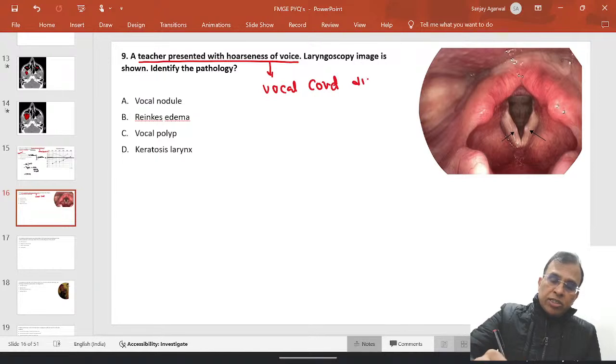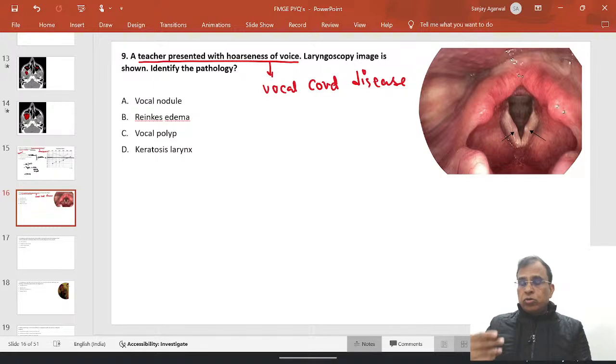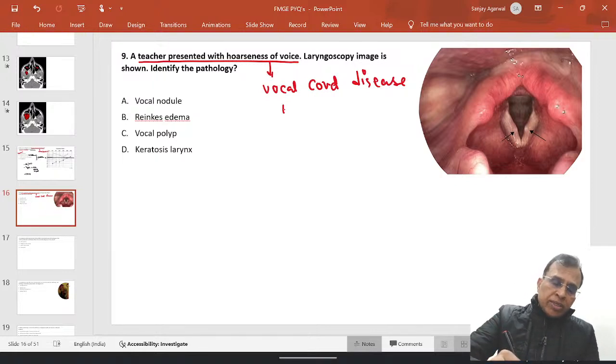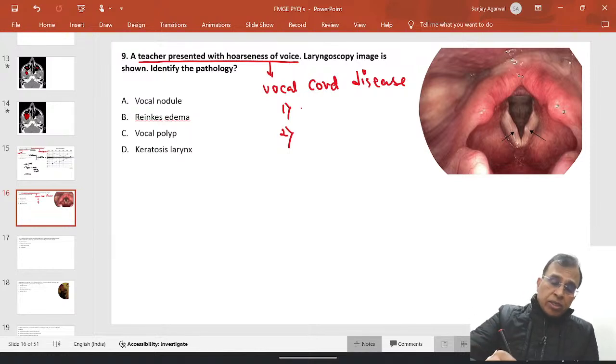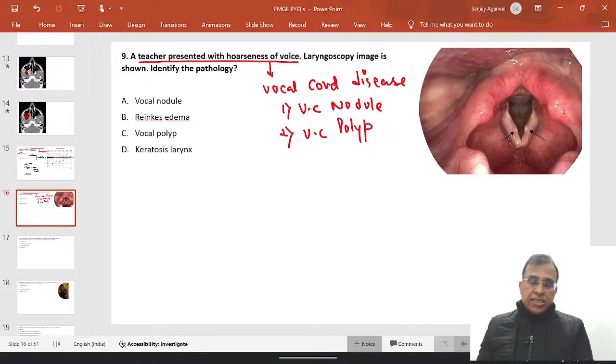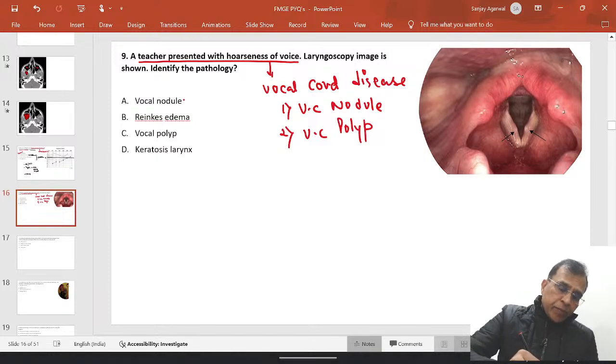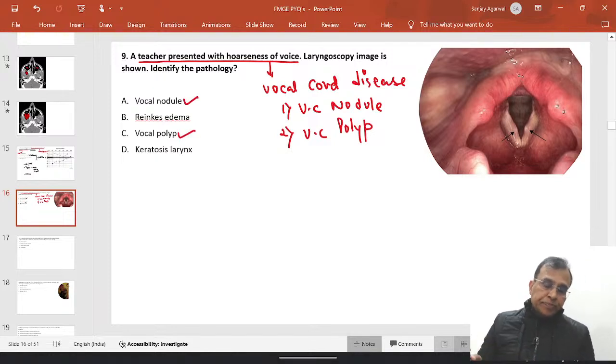It has to be vocal cord disease because in teachers and singers, there is a misuse of voice and vocal cord. The two most common diseases that happen in teachers and singers due to misuse of voice, one is vocal cord nodule and the other is vocal cord polyp. These are the two common diseases. So it has to be one of these. So it is either A or C.